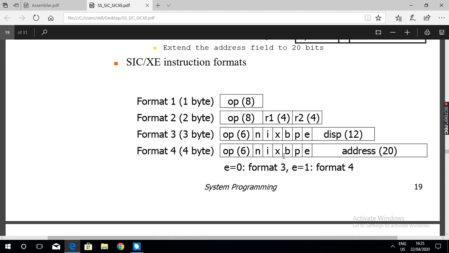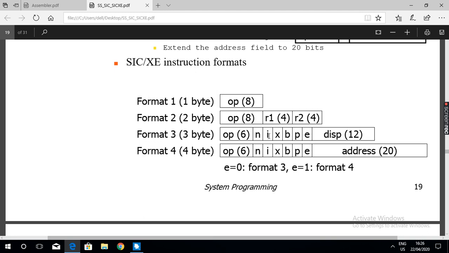If it is base addressing mode, then the B bit is set to 1 and the P bit is set to 0. If program counter relative addressing mode is followed, P is set to 1 and B is set to 0. And if indexed addressing mode is followed, X is set to 1.